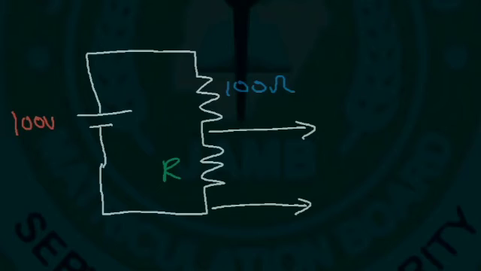Now, if R is greater than 100, then the voltage across R will be greater than 50. The maximum voltage that you can get across R is close to 100. You can't exceed this value. And the lowest is 0.